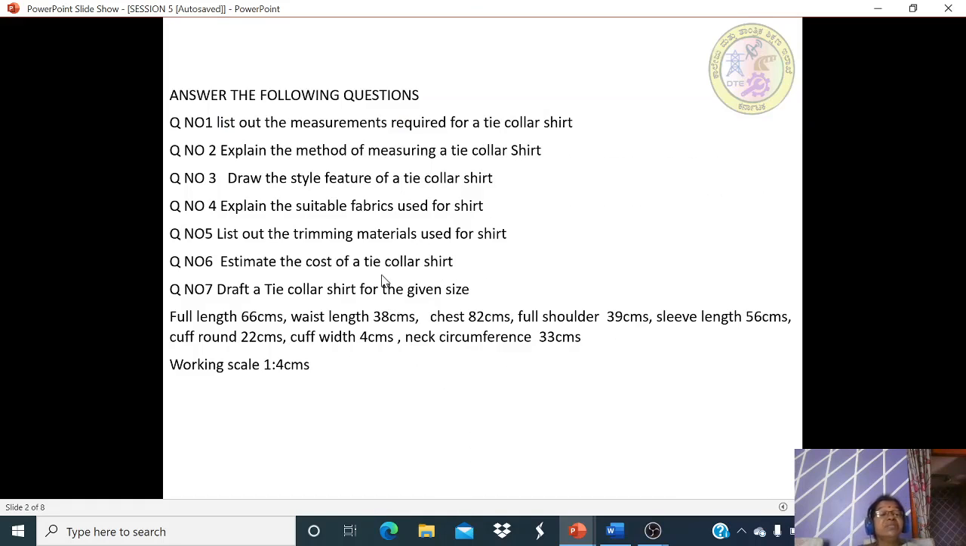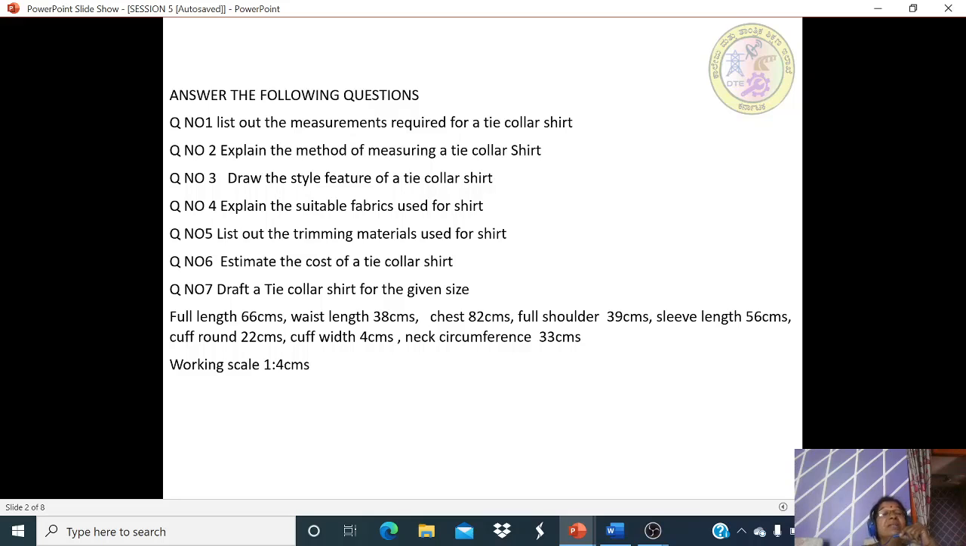Here I have given about 7 questions. Answer the following questions. The questions are set on the basis of your syllabus. Question number 1. List out the measurements required for a tie collar shirt. So you have to make a list. What are the measurements you require?